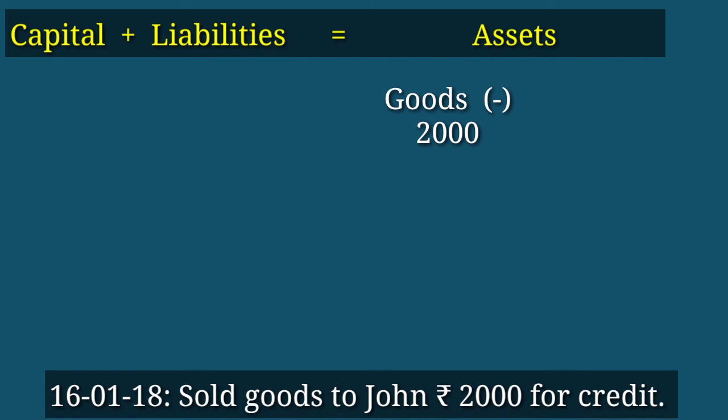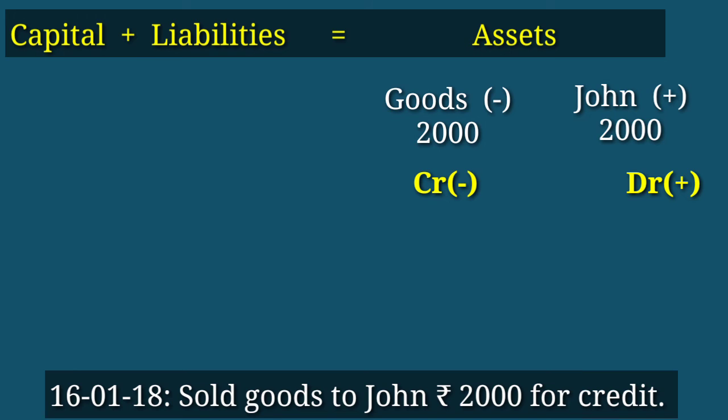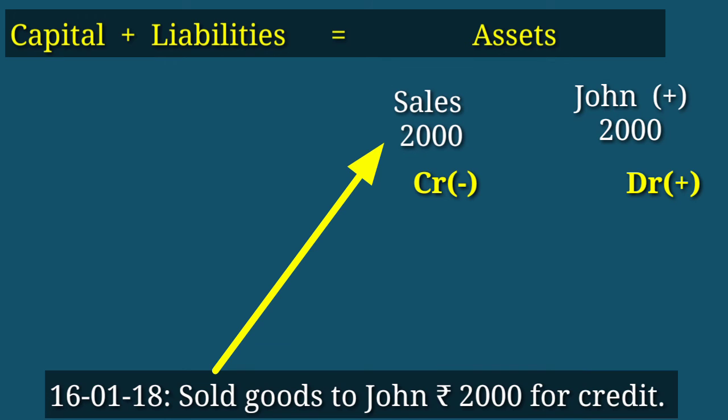A debtor is increasing. Debtor is also an asset. This debtor is the person, John. So John is increasing. Asset increasing. So here goods decreasing and debtor increasing. When asset increasing, we should debit. Here John, debtor is increasing, so John account we should debit. And goods is decreasing, so we should credit. But here we should not credit goods account.